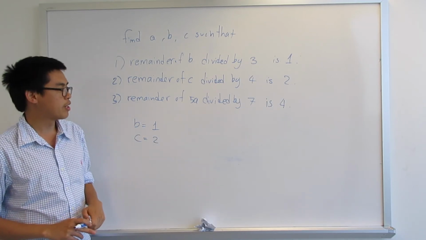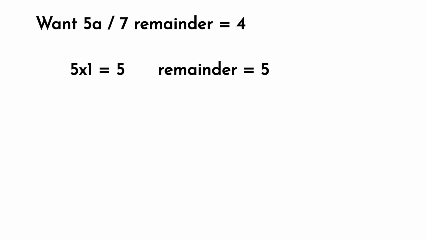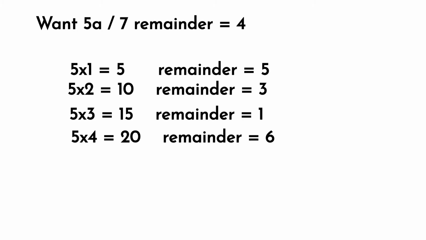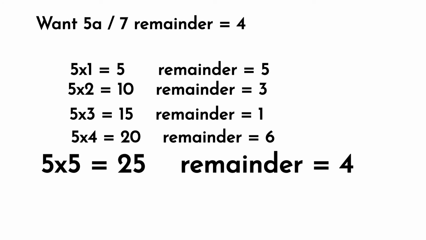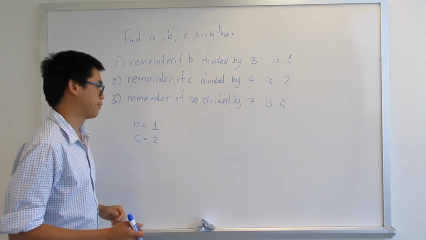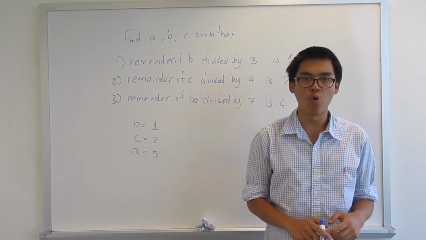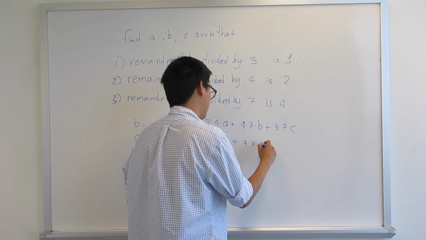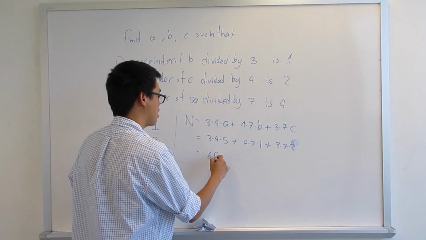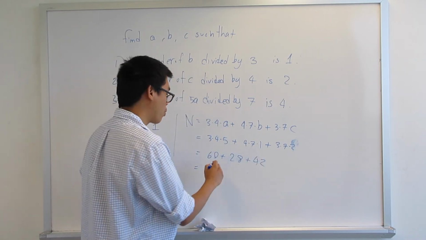For a, it's a little tricky, but you can just try a bunch of values. You plug in 1, doesn't work. You plug in 2, doesn't work. You plug in 3, doesn't work. You plug in 4, doesn't work. You plug in 5. 5 times 5 is 25. Divide by 7, you get 3 with remainder 4. So 5 works. With this, we can just plug a, b, c back into the formula for n. So we get 60 plus 28 plus 42, which sums up to be 130.